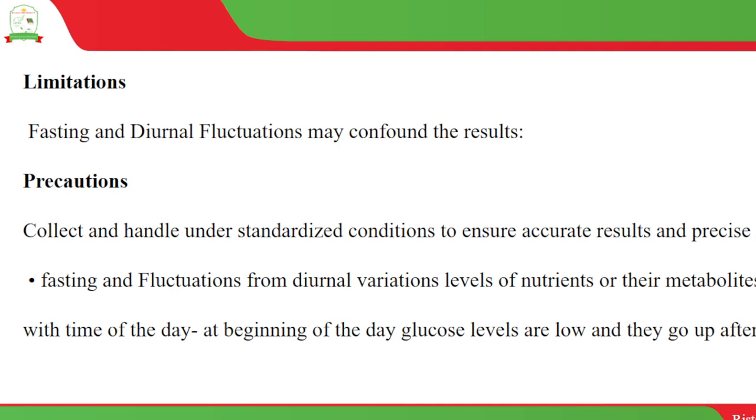We look at the fasting and fluctuation from variations, that is daily variations: levels of nutrients or their metabolites vary with the time of day. At the beginning of the day, glucose levels are low and they go up after a day. So in the morning when you wake up, levels are low, but as you eat and spend your time during that day, your glucose levels tend to go up. The body has a physiological process of doing all that.